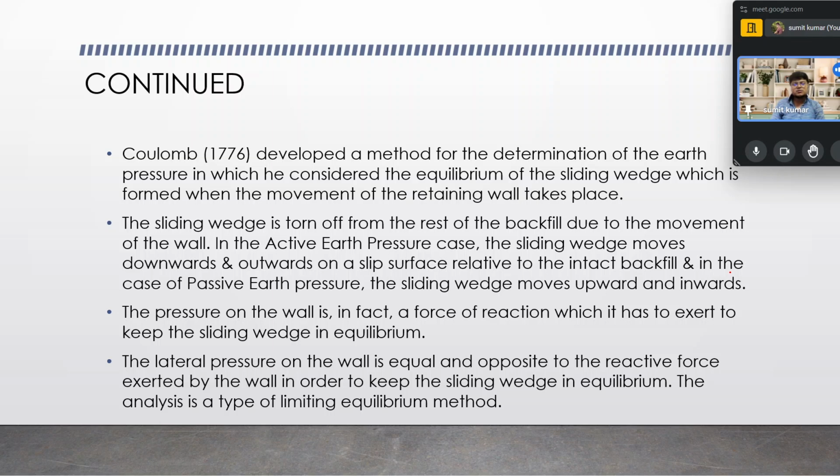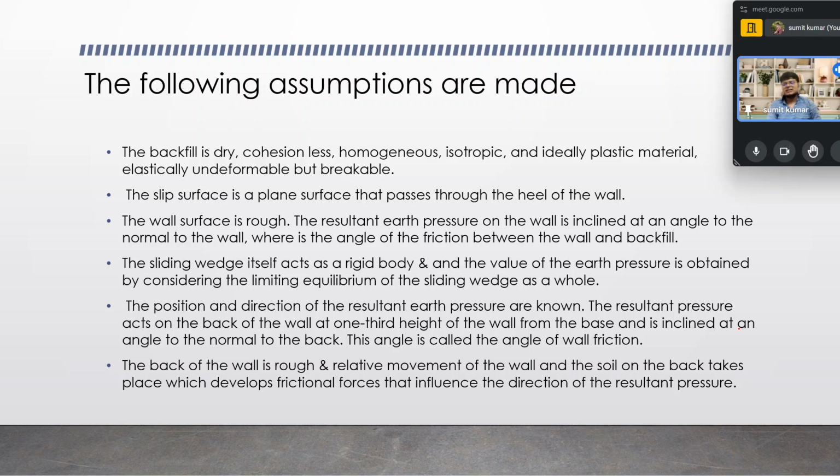In the case of passive earth pressure, the sliding wedge moves upward and inward, and the pressure on the wall is in fact a force of reaction which the wall has to exert to keep the sliding wedge in equilibrium. The lateral pressure on the wall is equal and opposite to the reactive forces exerted by the wall to keep the sliding wedge in equilibrium. The analysis is a type of limiting equilibrium method in which we consider the limit equilibrium case to calculate the results.